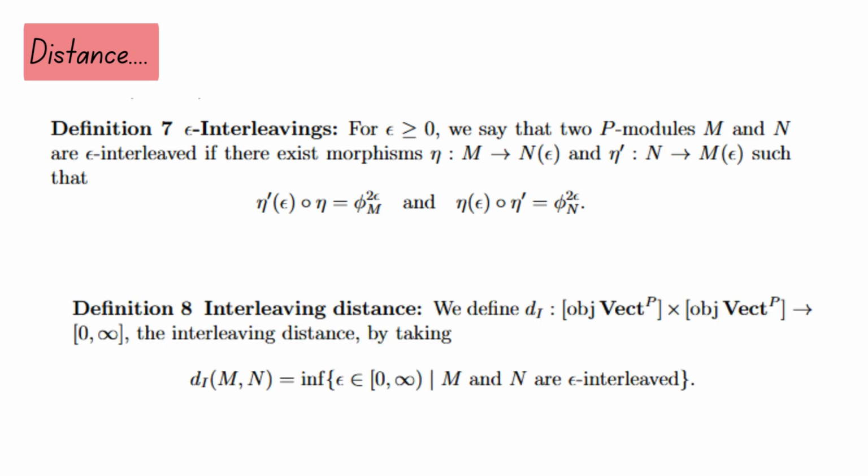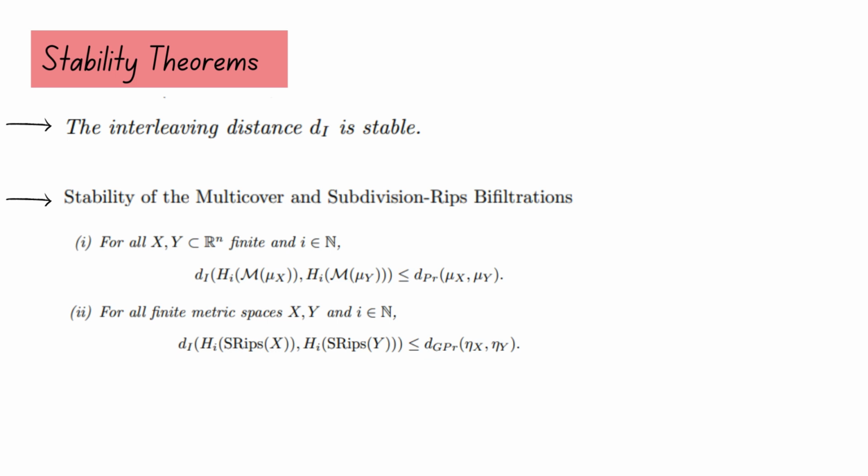Having defined the epsilon-interleavings, we can then take the infimum of all such epsilons, and we define the interleaving distance to be that infimum. Now, since we have defined our distance in a categorical framework, we can use this distance to prove stability theorems. For example, the interleaving distance d_I is stable for all topological spaces. We can also take two data sets, make a construction for filtration, and prove the stability of that filtration. For example, here are two results for the multicover bifiltration and the subdivision Rips bifiltration.